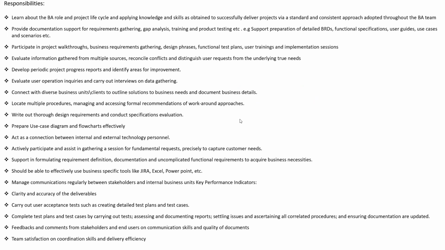So if you see the first responsibility mentioned, it starts with learning: learn about the BA role and project life cycle, and apply the knowledge and skills obtained to successfully drive projects by a standard and consistent approach. Very, very important. As a BA, when you have been deployed to a project, you might not have an understanding of that project or that domain. If you're a fresher or if you're joining, you will not have any information around that.